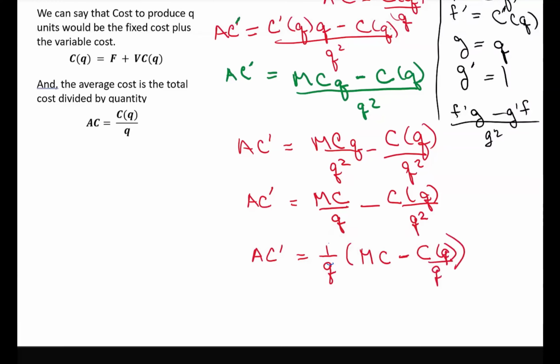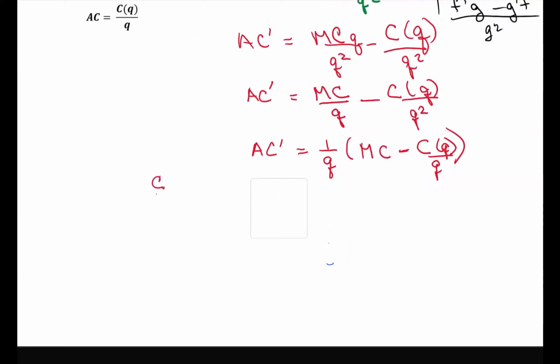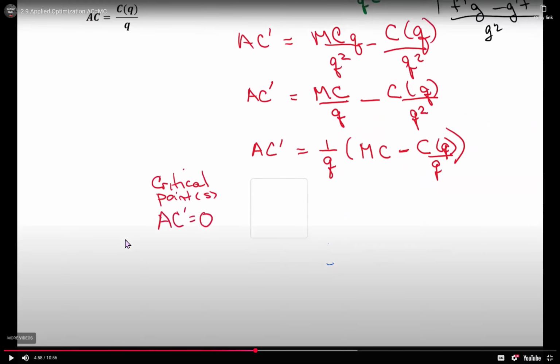And remember, the next thing we have to do is set it equal to 0 because we're trying to minimize the average cost. To find critical points, I set the derivative of the average cost equal to 0.